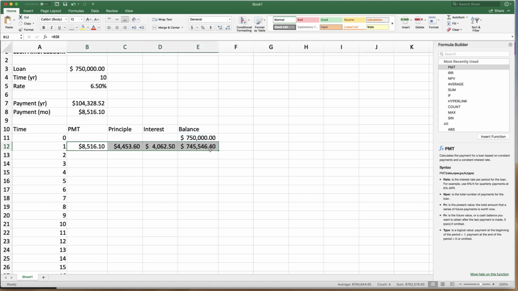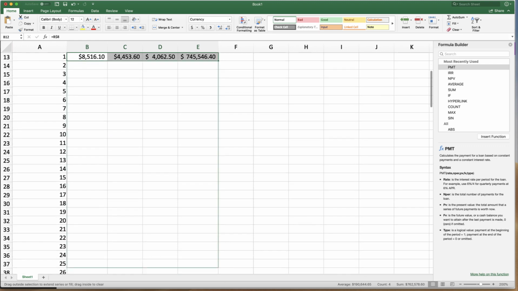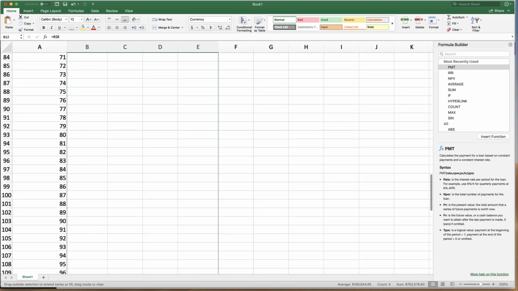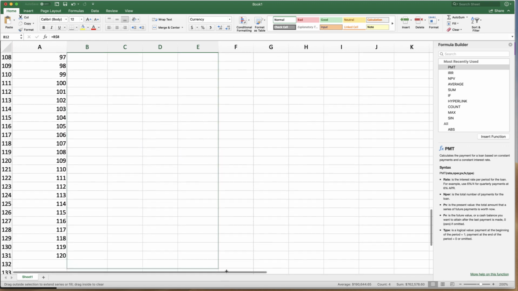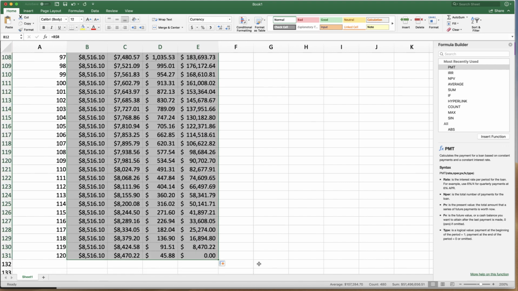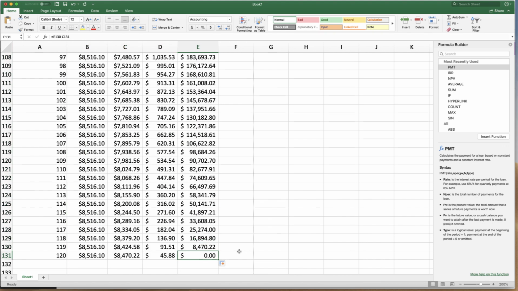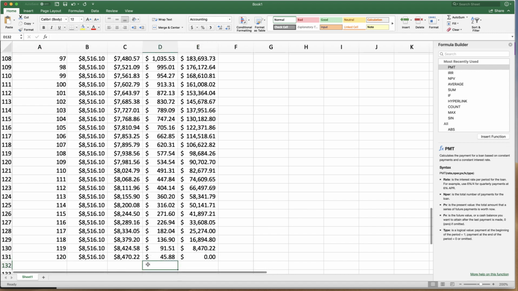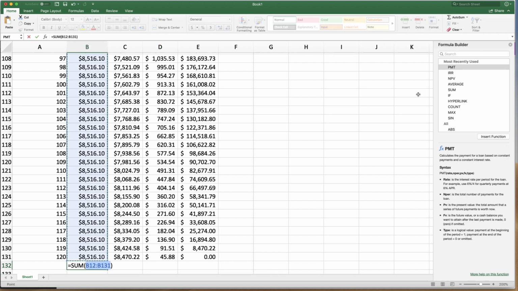So I can now take all of those formulas, and I think they're all locked as they should be. I'm going to run a copy of that down to my 120 payments, and there is my check. The loan is paid off in 120 like we said, and you can see the principal and interest that goes along with that. Of course, totaling these gives us some insight.